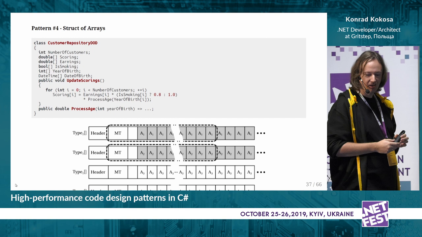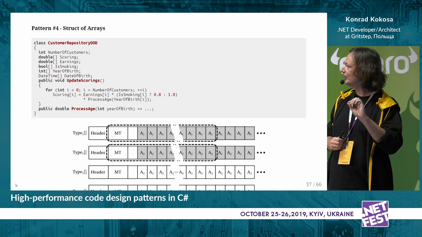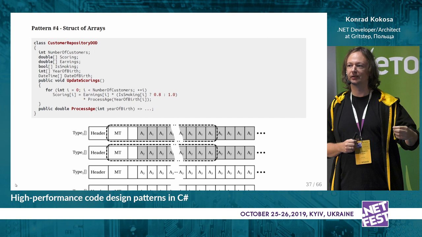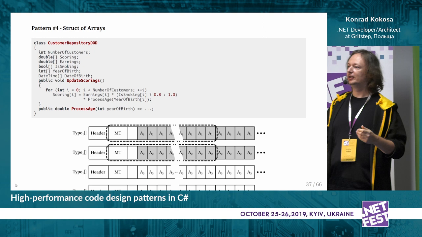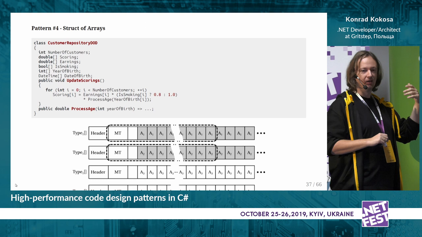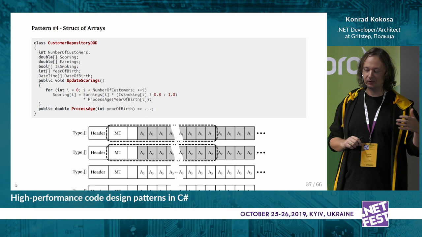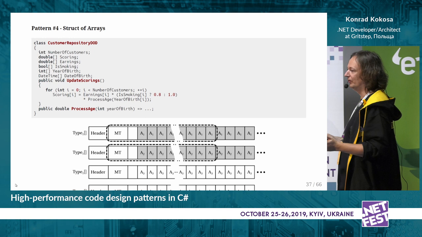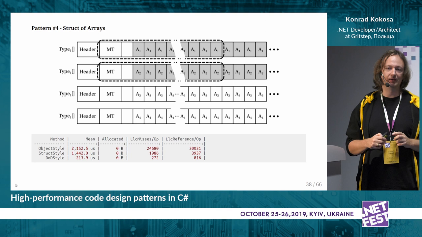Why? Because now every attribute is in a separate array, and when I'm accessing those fields that are interesting for me, it will be read completely sequentially, and moreover, in every cache line we read only interesting attributes, because I'm just interested in scoring, earnings, smoking, and so on. So every table contains those attributes, and every cache line contains useful data. I'm not wasting any single byte when accessing memory here. The difference in performance is 10 times faster than the original one, just because I completely redesigned the way that data is represented.